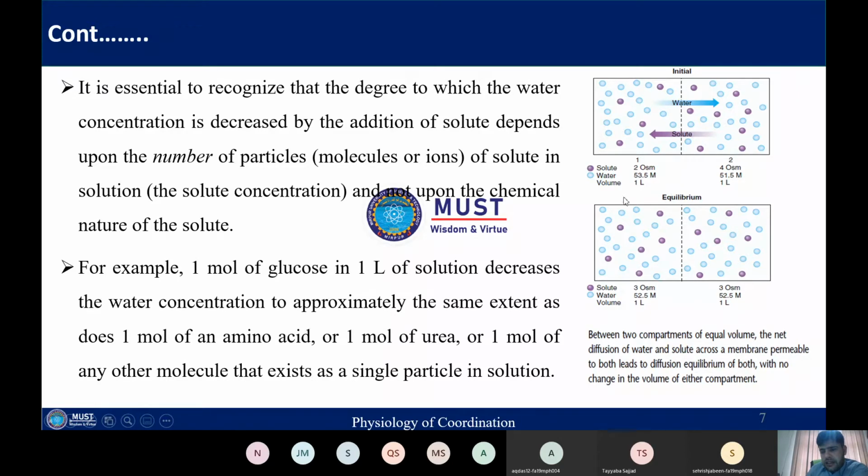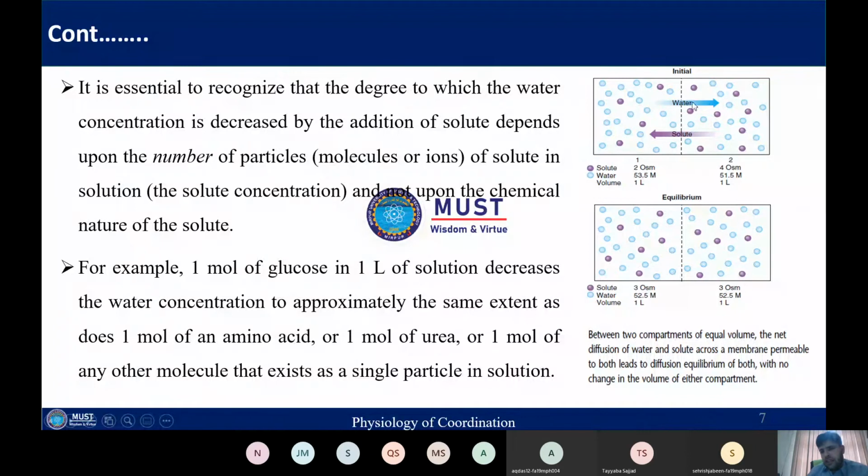Here we are now. This is the initial concentration, and this is the equilibrium stage. When the equilibrium stage is reached, it means both of our compartments. If we add these two concentrations, 2 and 4, the total concentration of the solute is 6, and similarly, the water should be equal to 55. So this is the total concentration, or when we take it in combined form, it will be about 105.